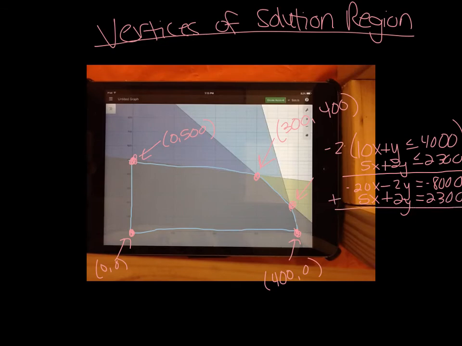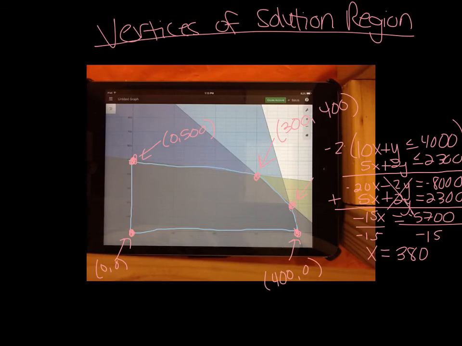And now I'm going to add straight down. So -20x plus 5x gives us -15x. -2y plus 2y is 0. Eliminated by design. -8,000 plus 2,300 leaves us with -5,700. So if you grab a calculator and take negative 5,700 and divide by negative 15, we know a negative divided by a negative is a positive, and this comes out to be 380.